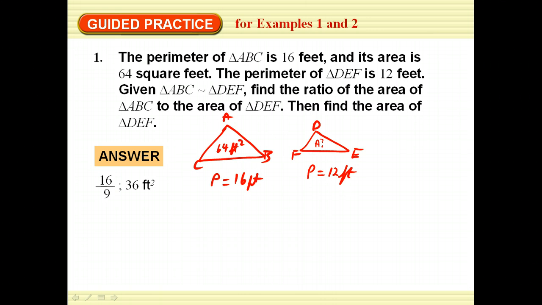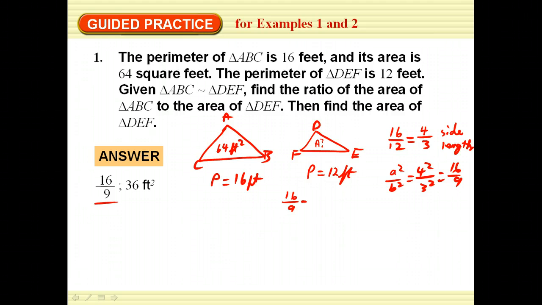So what we need to do is remember that our perimeters, which is 16 to 12, are in the same ratio as the sides. So I'll reduce that. 4 goes into 16 4 times and into 12 3 times. So this is the side lengths ratio. So the area is A squared to B squared, so that will be 4 squared to 3 squared, which is 16 to 9. That's where the 16 to 9 comes from. Where do they get the 36 square feet? Well, 16 is to 9 as 64 is to what? I solve my proportion, I get 36 square feet.